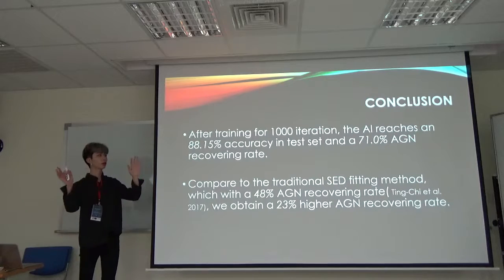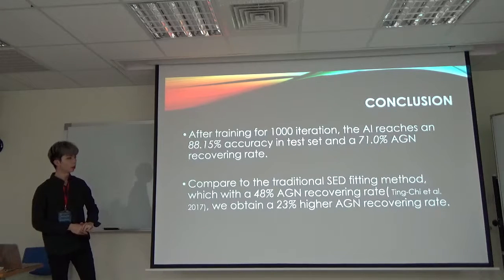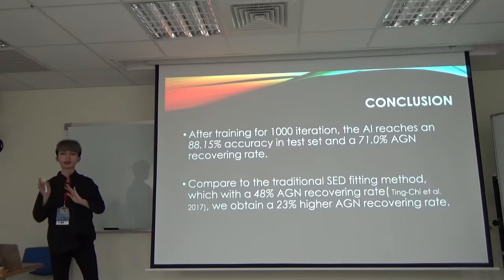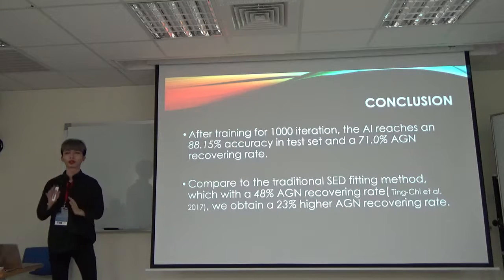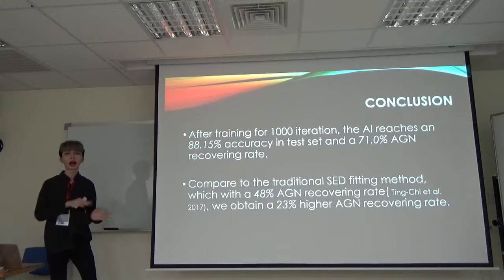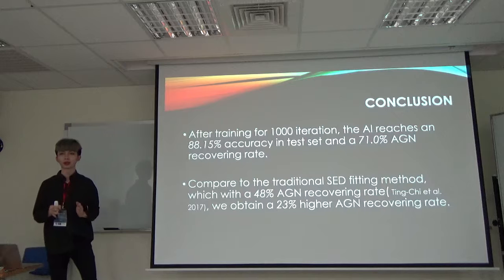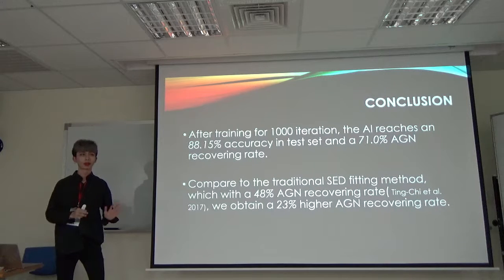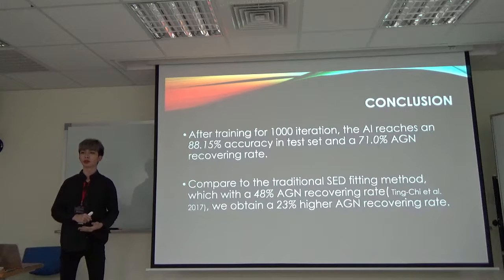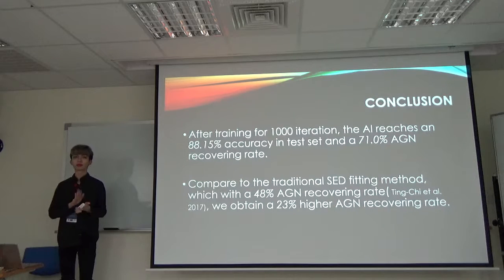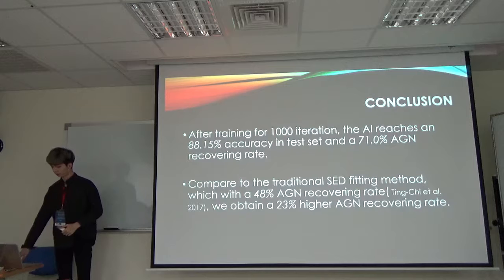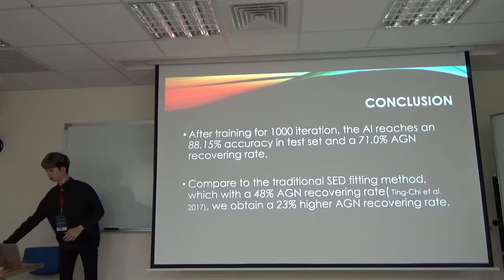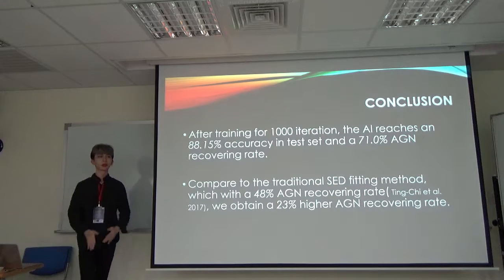So these are our conclusions. The most important thing is that by this result, we could achieve 23% higher accuracy in classifying AGNs and star-forming galaxies. So this is all my results. Thank you very much. Thank you very much. And questions?